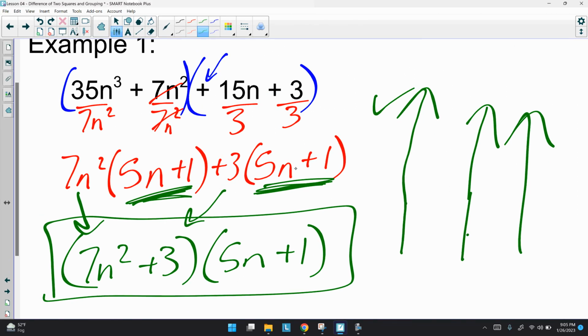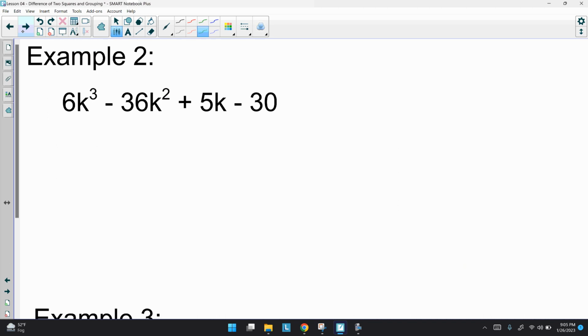But anyway, let's move on to the second example. So, again, we are grouping. Pause the video so you can copy the problem, and then start it back up. Or pause the video and try it out on your own. And then, hit play and see if you get the right answer.